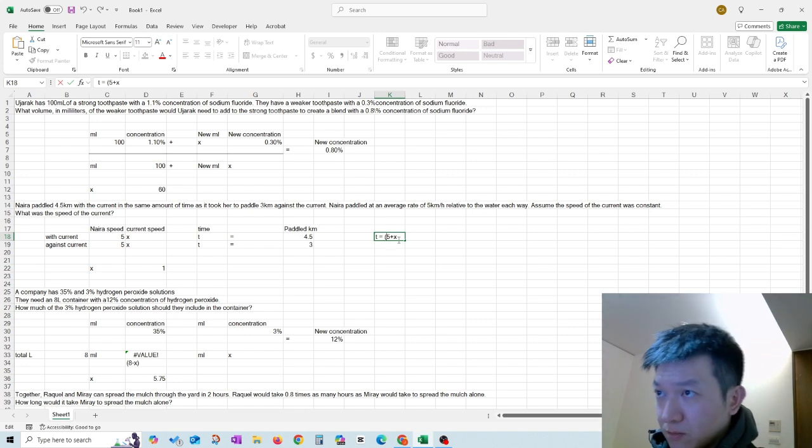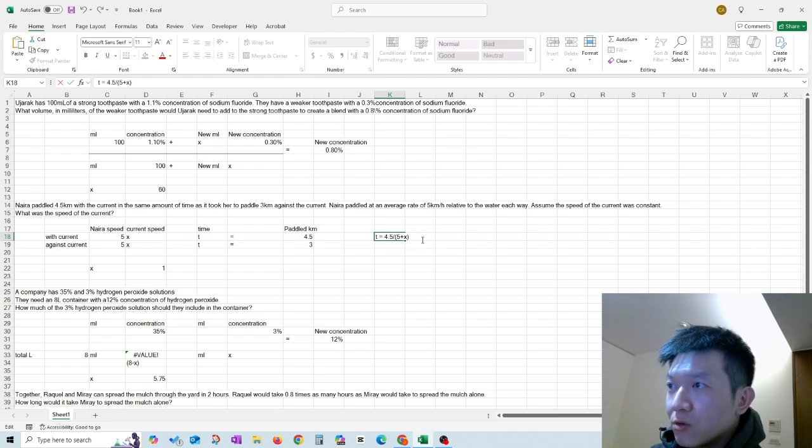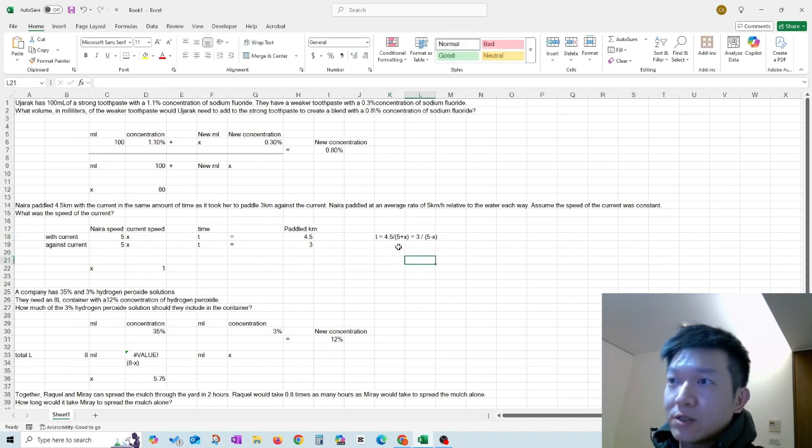And that speed we paddled, 4.5 kilometers divided by the speed, will be equal to our time, right? Which also equals, because the question says it uses the same amount of time, 3 divided by 5 minus the current, right? Okay, so now you can solve for x, right?